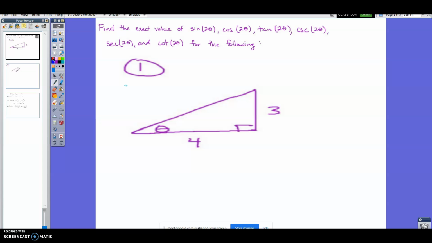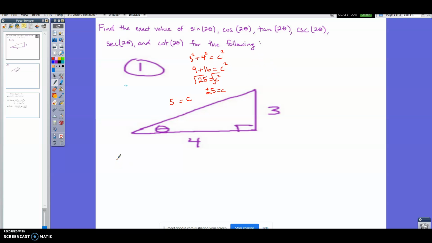So we don't know what type of triangle this is. We can use the Pythagorean Theorem. So this side over here is c. We have 3 squared plus 4 squared equals c squared. 3 squared is 9, 4 squared is 16. That is c squared. We add those together, we get 25. And we take the square root of both sides. Technically we get plus or minus 5 equals c, but since we're talking about the hypotenuse, we're going to ignore the negative. So this is a 3, 4, 5 triangle.